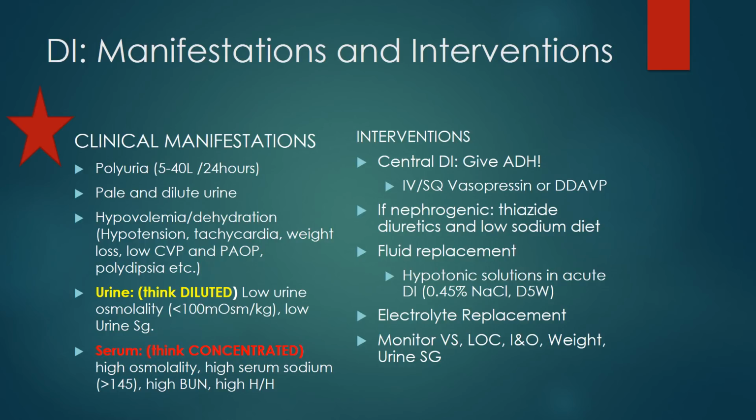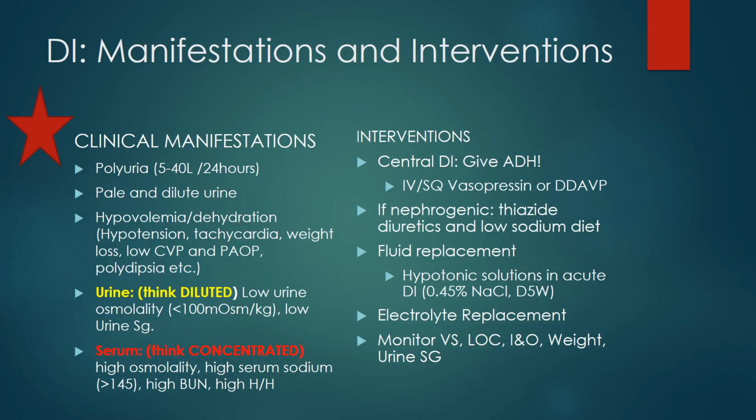Now, as we're administering these hypotonic fluids, we need to keep a very close eye on the patient's electrolytes and watch for any changes and then replace those electrolytes accordingly. Additionally, because we have a dehydrated, hypovolemic patient, we need to keep an eye on their blood pressure, their heart rate, their I's and O's, their weight, urine-specific gravity. All of those things will tell us how dehydrated our patient is and how our treatment is working.